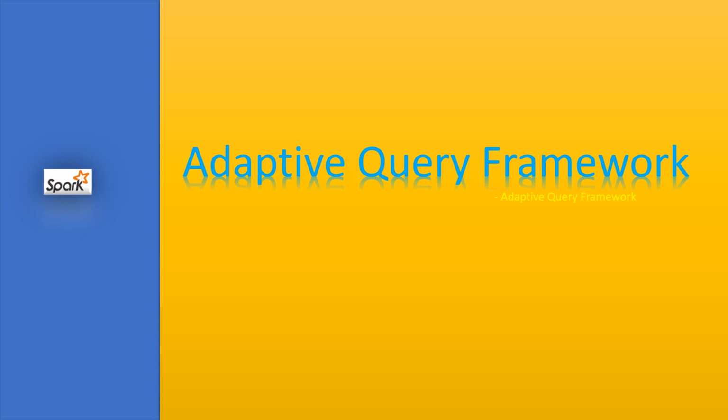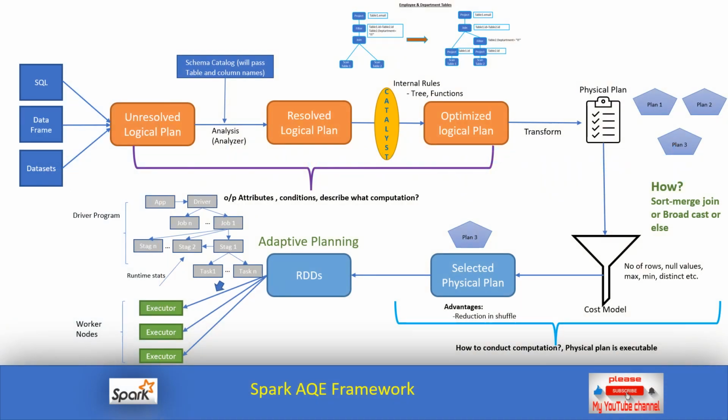Hello everybody. Today we'll talk about the adaptive query framework. This is introduced in Spark 3.0. So let's understand this framework. Adaptive query framework is more like a re-optimization technique.